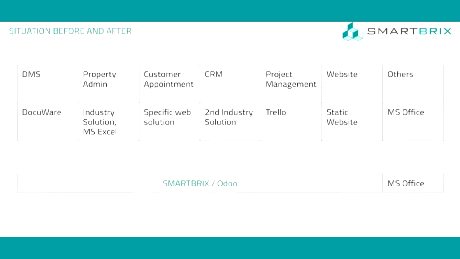They were using DocuWare as a document management system for a paperless office. For property administration, they were using one industry solution, not everywhere, so Microsoft Excel had to help out at some points. For customer appointments, they already had a nice digital solution, but only for that, not integrated into other systems. CRM was handled by a second industry solution, and project management by Trello. For the website, they had a pretty old standard HTML website. Everything else was handled by an office suite. After that, we were able to replace 5 applications and the website with our solution.